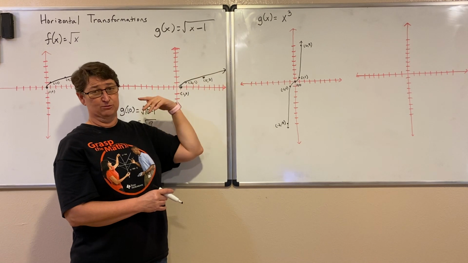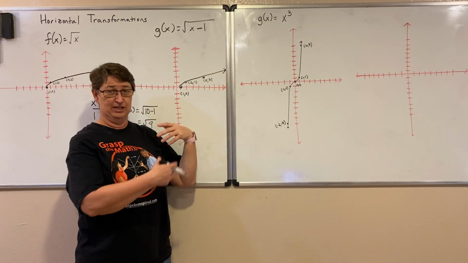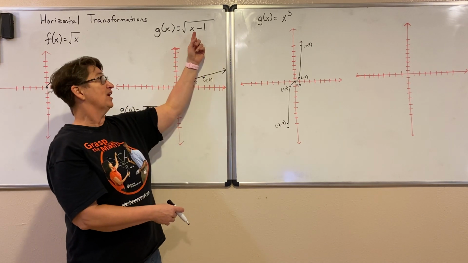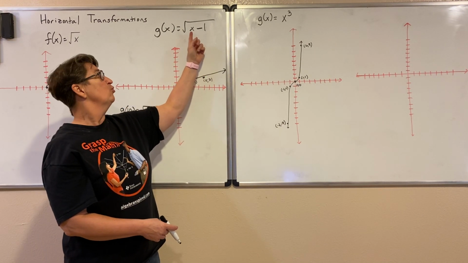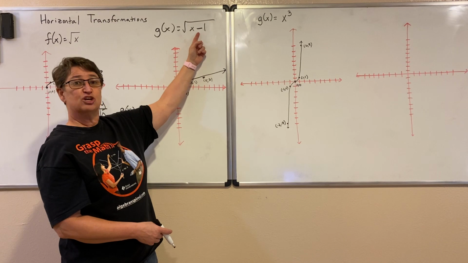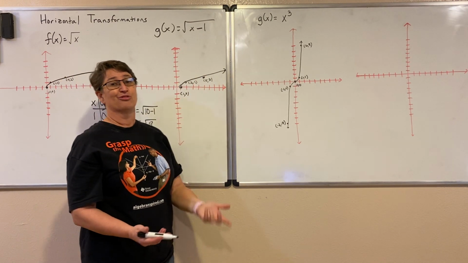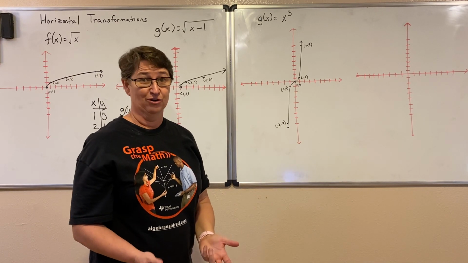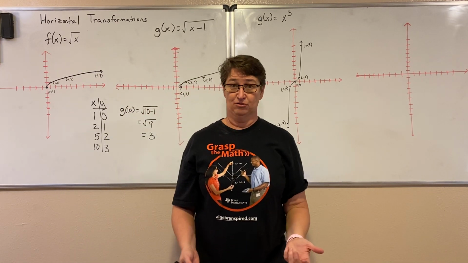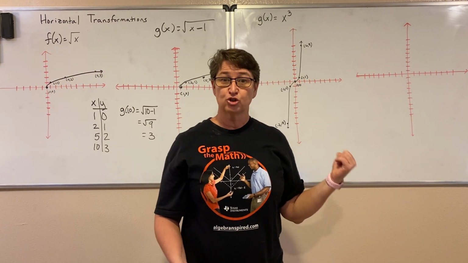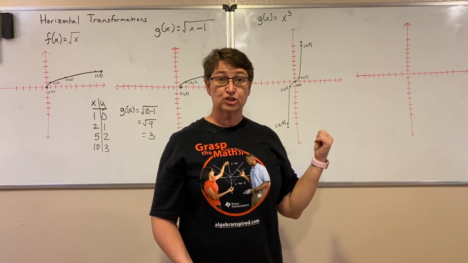I would expect it to move to the left, but instead it moved to the right one. And it turns out that's always going to be true. When it's inside the function, it's going to do the opposite operation of what you think. We're talking about our x's. It's affecting your x's, and we all know how our x's are. They're a bunch of liars. Well, it's true here too. They're a bunch of liars here.